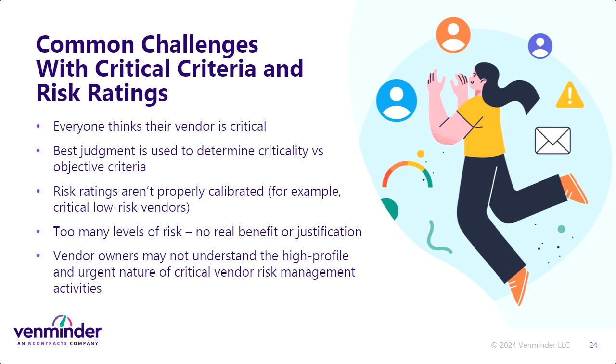Another challenge is when stakeholders are using their best judgment instead of objective criteria to classify vendors. Risk ratings can be incorrectly calibrated, where you have a critical vendor that's rated low risk, or you can have too many levels of risk, like low and low moderate, but there's no real benefit for these additional ratings. And even if you do agree and formalize the criteria for criticality, vendor owners might not always understand why critical vendors require the highest level of oversight.